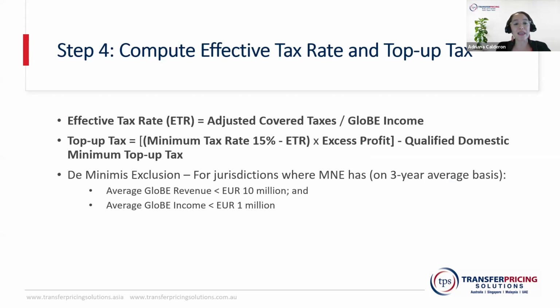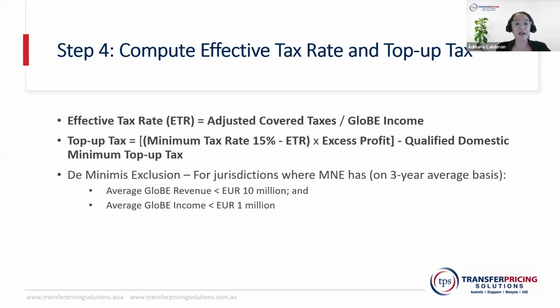My effective tax rate equals the adjusted corporate tax divided by GloBE income, and that will give me my total effective tax rate. If this effective tax rate is below 15%, then I will have to calculate the top-up tax, which is basically the difference of 15% minus my actual effective tax rate, times excess profit, minus qualified domestic top-up tax. So that will tell me my total top-up tax that I will have to pay.